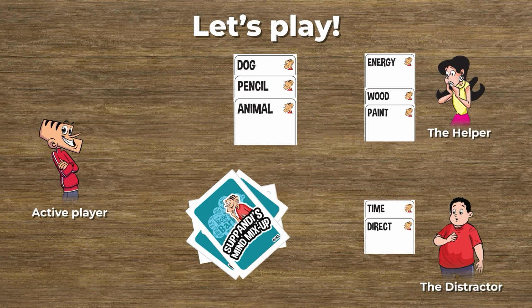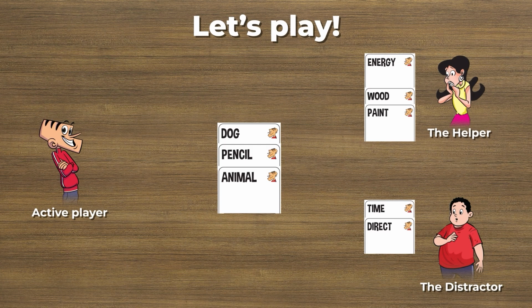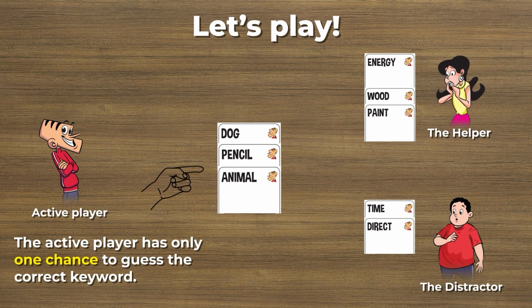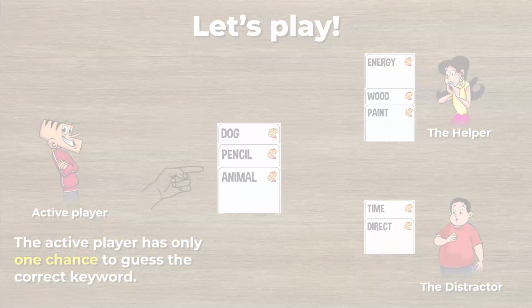Making the guess. Once all the players have placed their clues, the active player must analyze the clues carefully. The active player has only 1 chance to guess the correct keyword, knowing that some clues may be misleading due to the distractors.